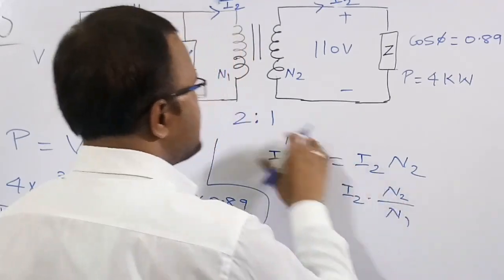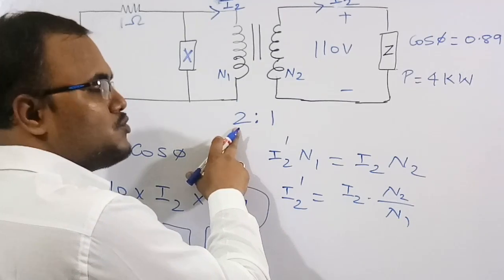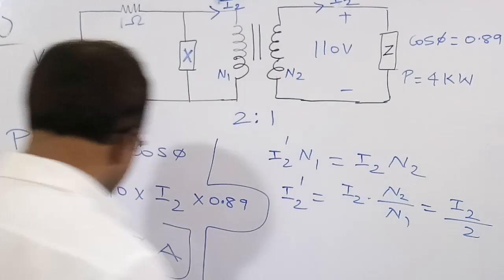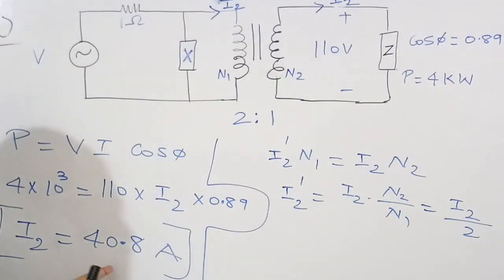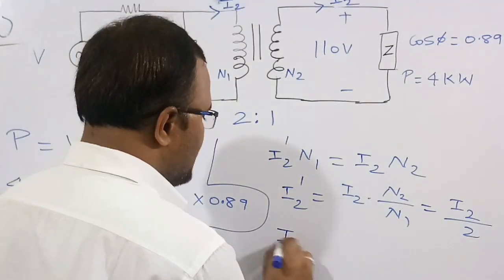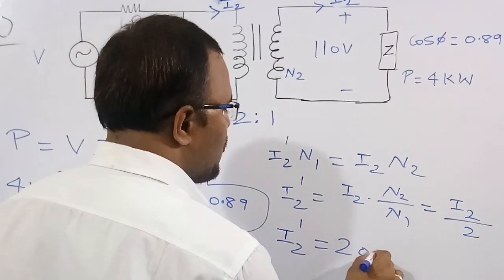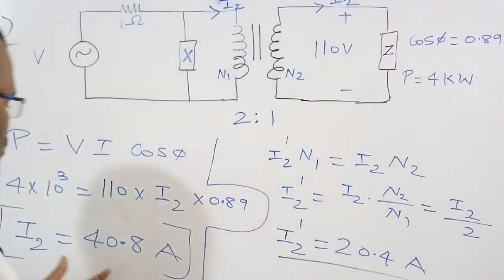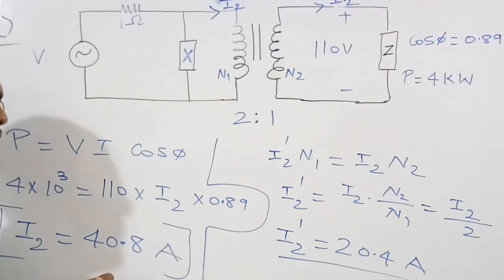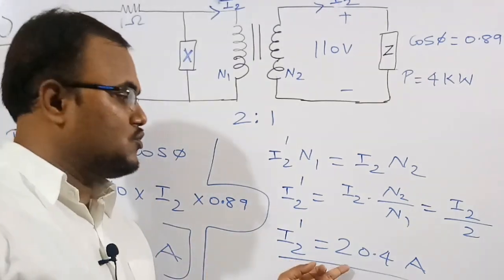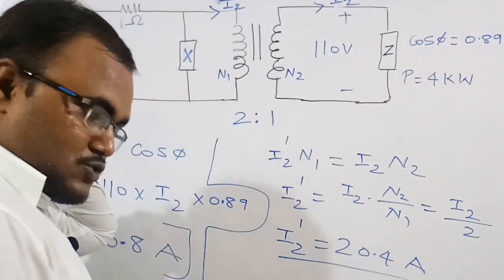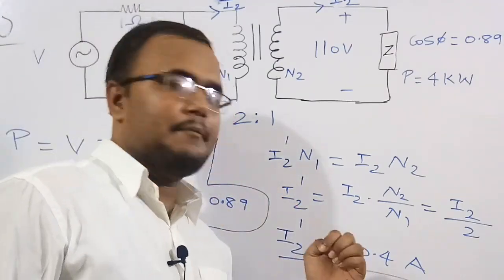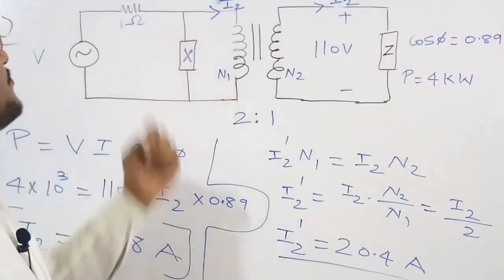N2 is 1 and N1 is 2, so N2 by N1 is 1 by 2. Therefore I2 dash is I2 by 2. Here I2 we know is 40.8, and 40.8 by 2 is 20.4. So I2 dash is equal to 20.4 ampere. These are the magnitude values. The current drawn by the load is 40.8 ampere, and I2 dash is the extra current drawn by the primary so that it can make the flux return to its original value, which is 20.4 ampere.